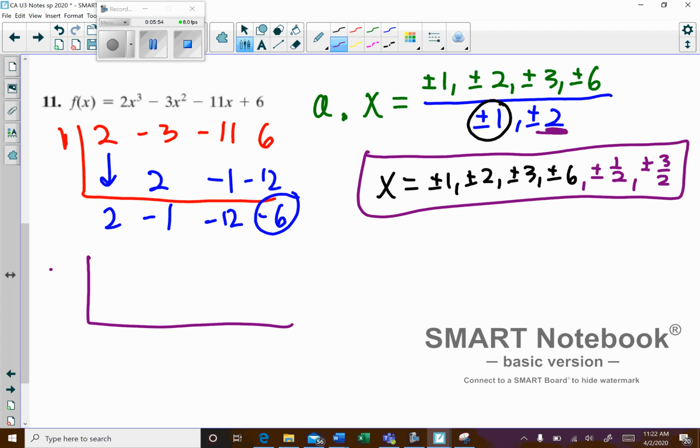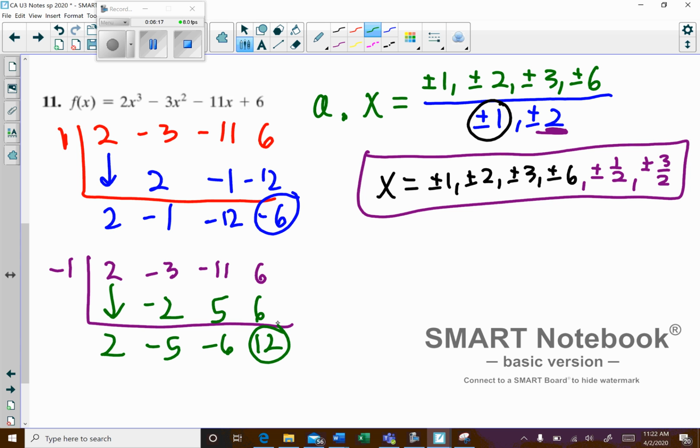So I'll try -1. Okay, so we'll drop the 2. Let's see, 2 times -1 is -2. Let's see, that gives us -5. That gives us +5. That will give me, what is that, -6. That will give me +6. And, uh-oh, 12. Okay, that one doesn't work.